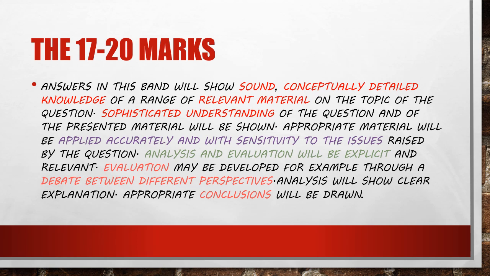Evaluation may be developed, for example, through a debate between different perspectives. That's fine, but make sure it's relevant. So if you have a paragraph where you're looking at an alternative opinion, set it up like a debate. So this is what Marxists look at that functionalists don't. Unlike functionalists, Marxists would say this. Keep the comparison going. Don't just have a standalone "Marxists would say this, this, this, this and this." It has to be related, and conclusions will be drawn.